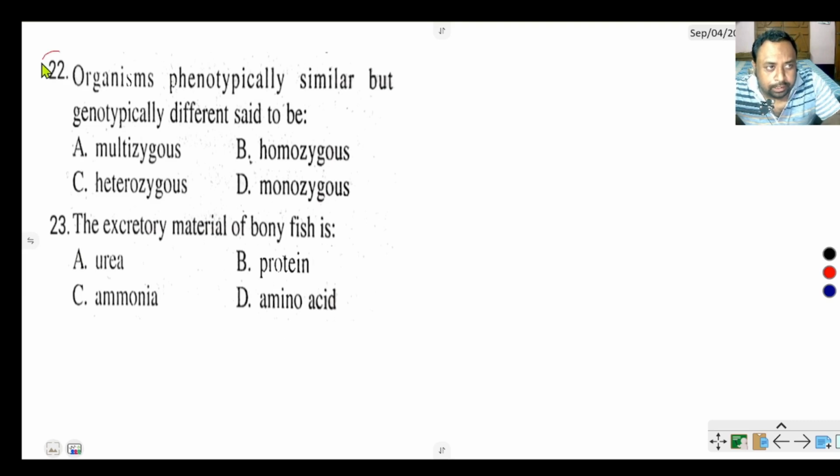Question number 22 says an organism that is phenotypically similar but genotypically different is called heterozygous. Okay, so a tall plant is TT and a short plant is tt. That is heterozygous, or this is the heterozygous difference.